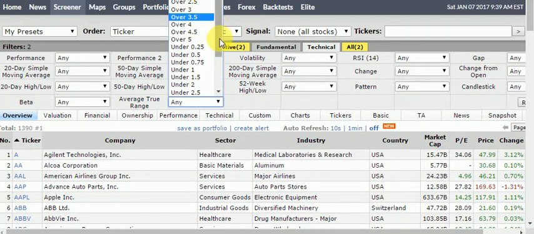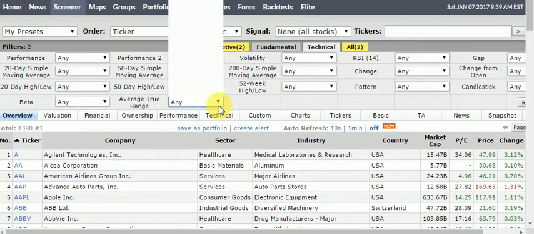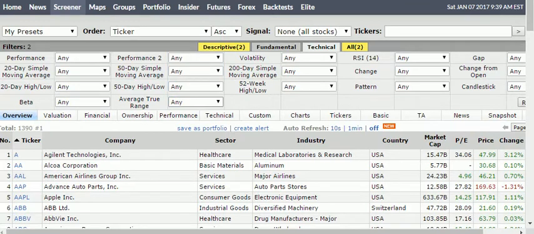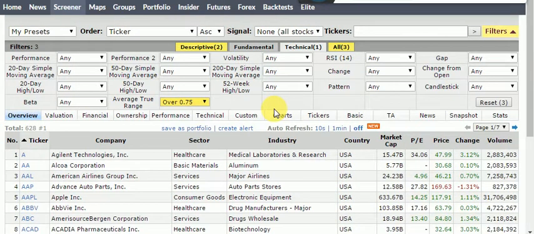Where'd it go? It's over this thing. This recorder is actually blocking my screen. Let's see. So over 0.75.